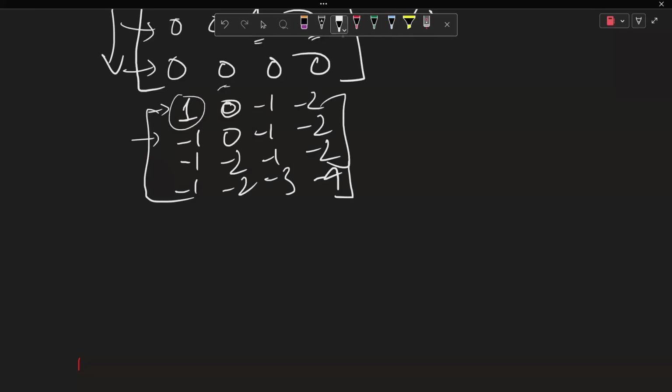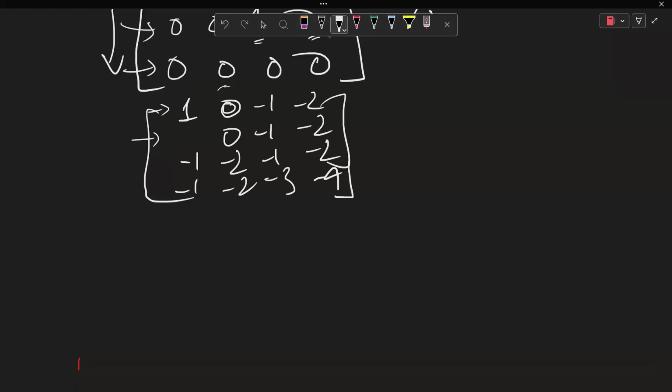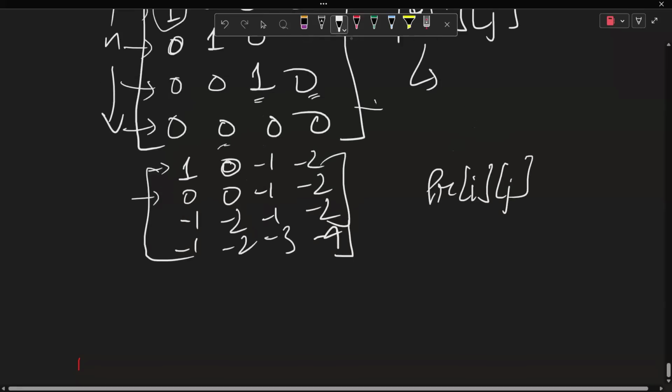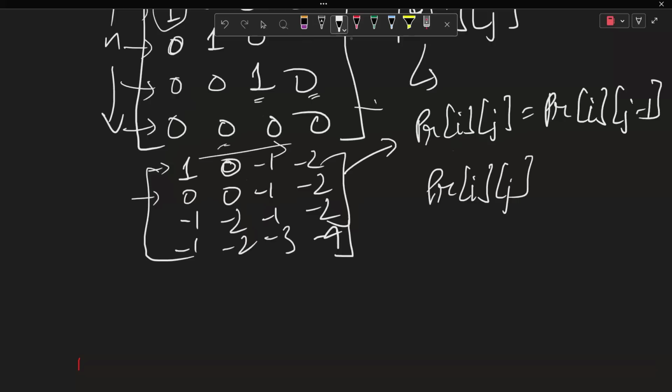So 1 would remain 1, then 1 minus 1 would become 0. So column wise we would sum up. Column wise what we are doing, actually we are doing prefix ij. In the first step we were moving column inside row, so we were doing prefix ij plus equal to prefix ij minus 1. Okay, this we were doing. Now in the second case, what we are doing is prefix ij plus equal to prefix i minus 1 j. This is what we are doing now.